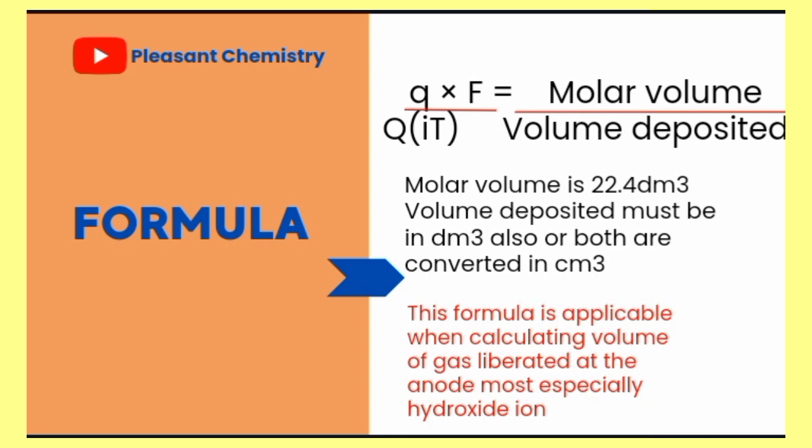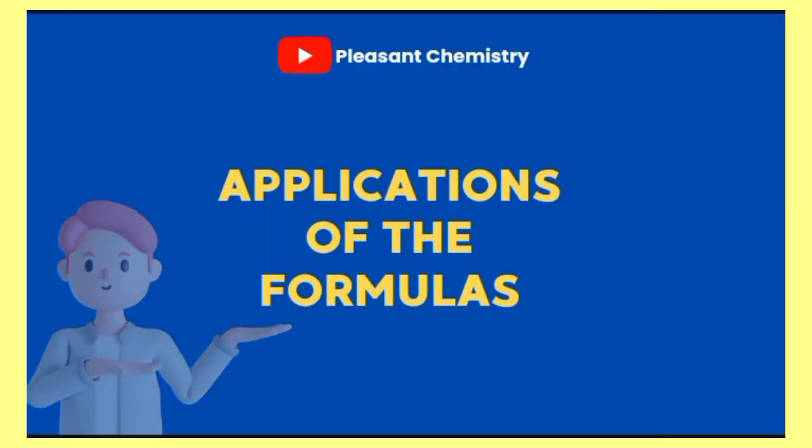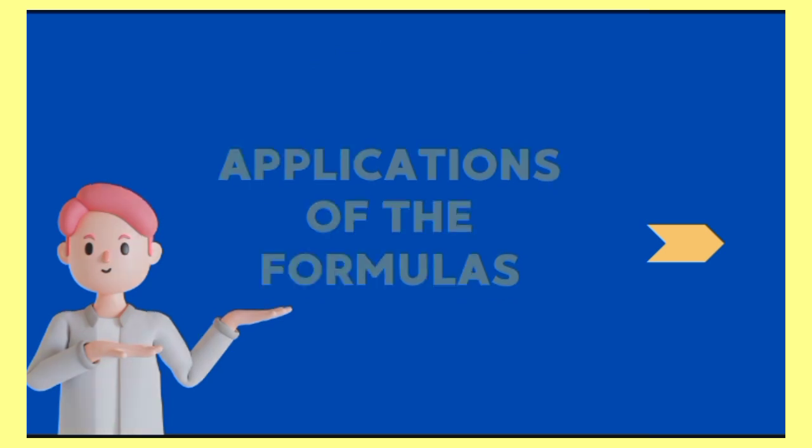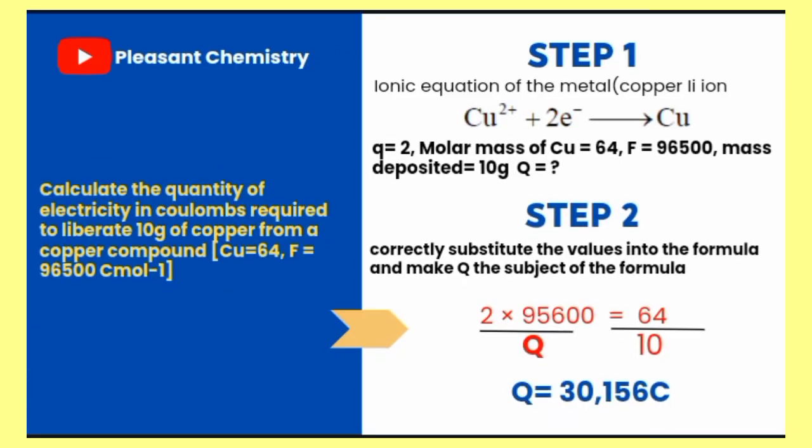So we are going to make Q the subject of the formula, and then substitute everything into the formula as I have highlighted it. If you are solving this type of question in theory, make sure you follow the due process so that you will get full marks. So if you substitute every value into the formula, our Q will eventually be 30,156 coulombs.